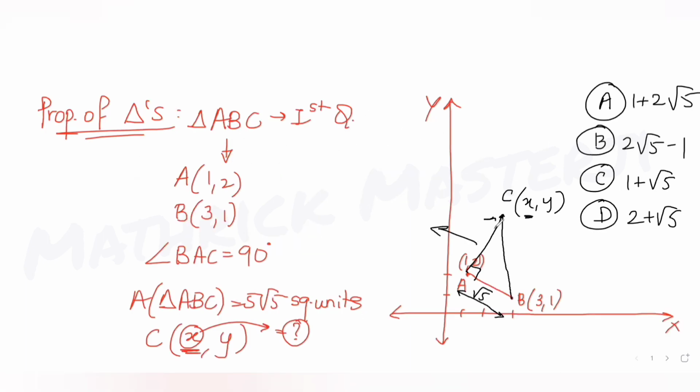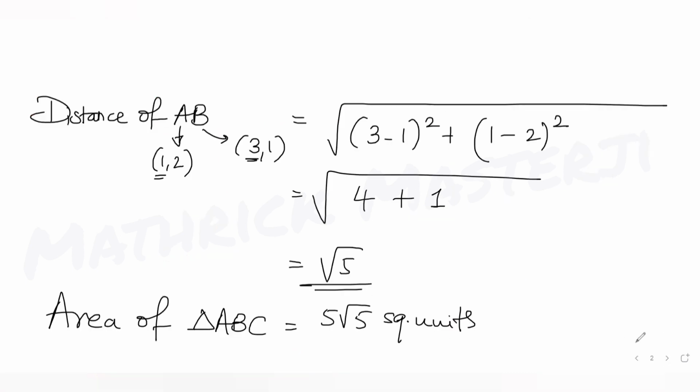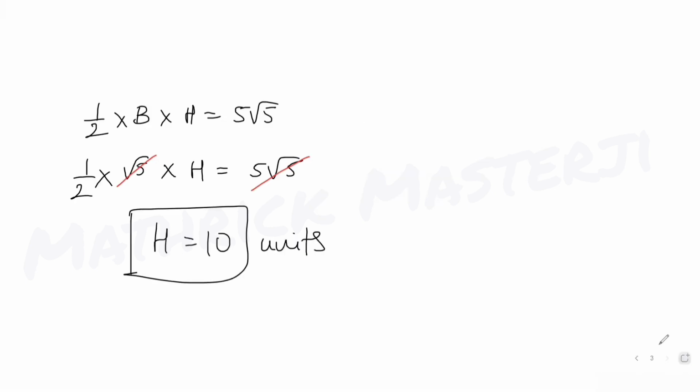Now once I have the height of the triangle, that is 10 units, I need to find the x coordinate of the vertex. So if I find the slope of, let's say, AB first, I know the coordinates A and B.